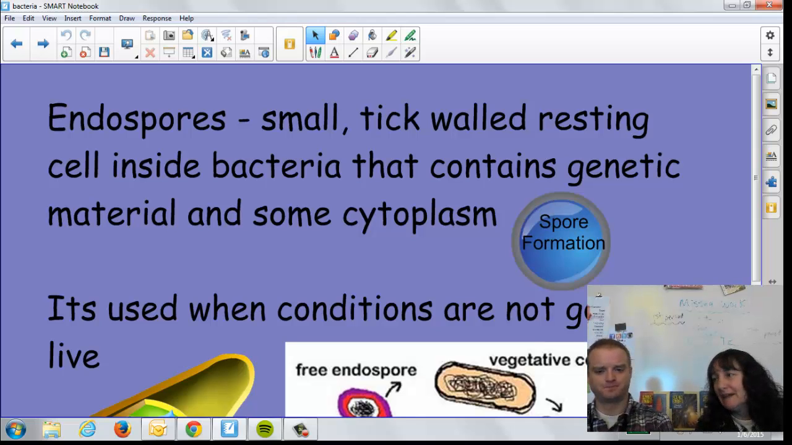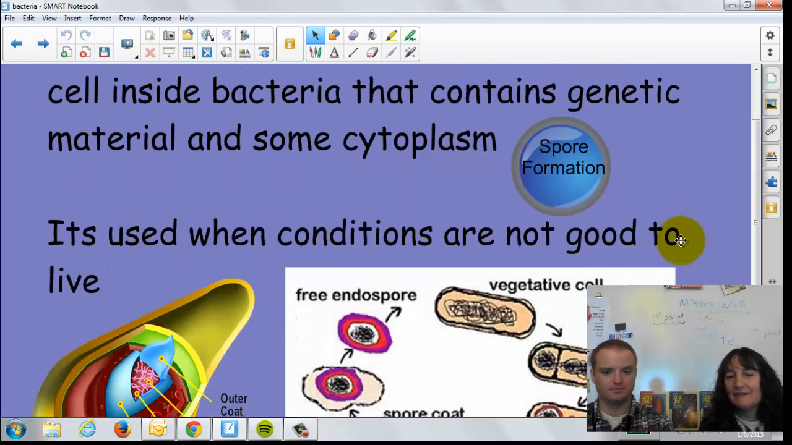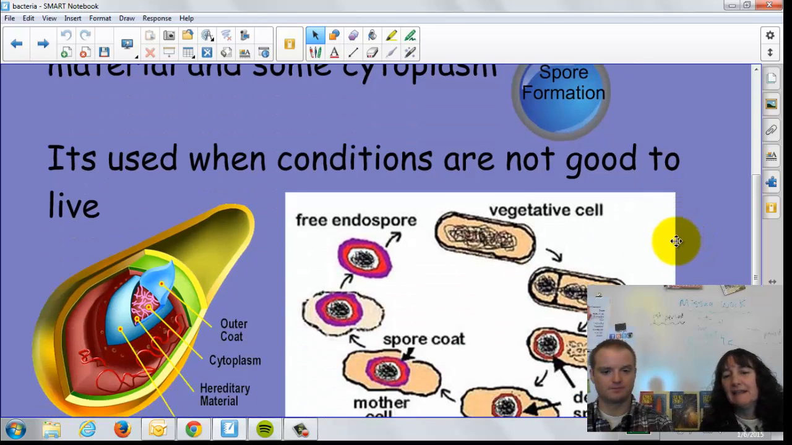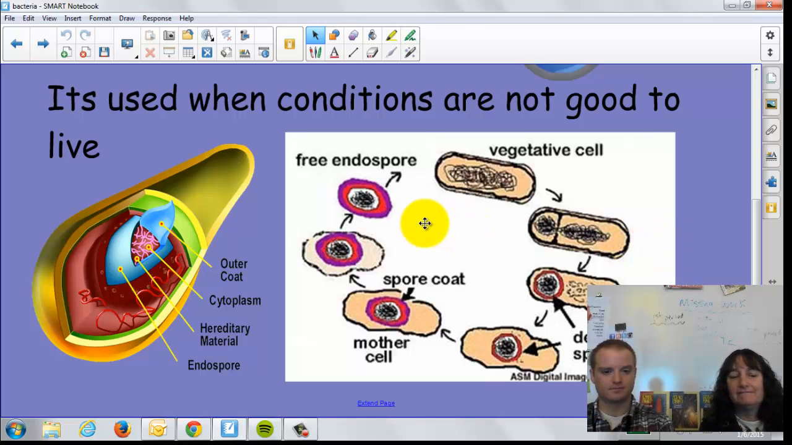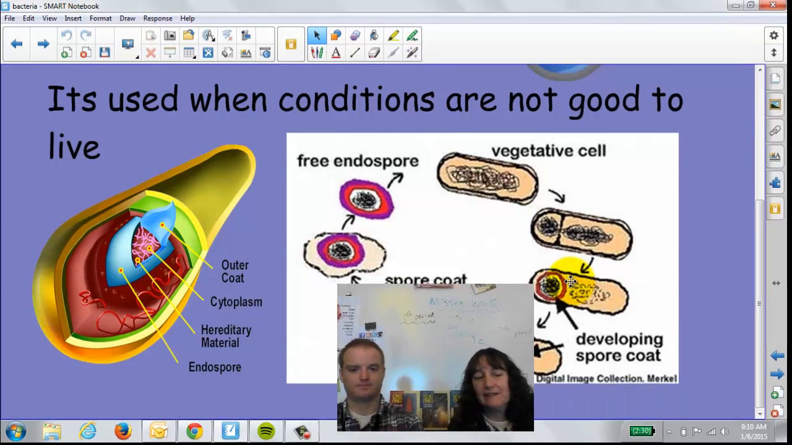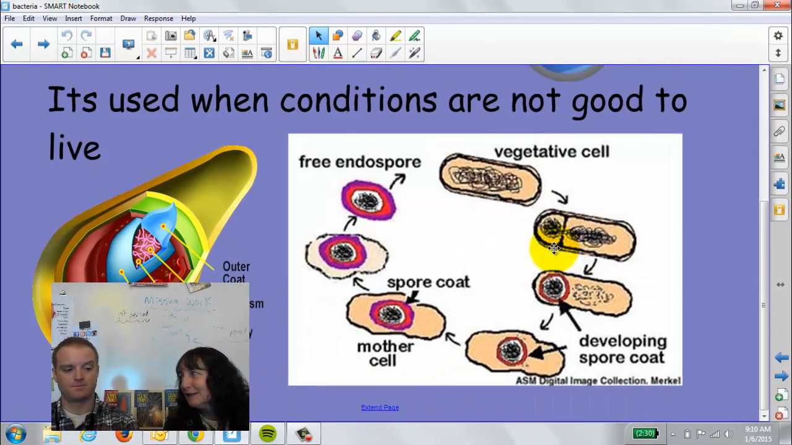Now, one thing that bacteria have to help them survive, they can make an endospore. And that's a small, thick-walled resting cell inside the bacteria, and it contains the genetic material and some of the cytoplasm. So let's just say you have strep throat, which is caused by a bacteria, and you cough on the desk, and you leave, and that little guy can't survive on the desk. So he will take the bacterial DNA and put a little thick cell wall around it. So if he dries out, he's still going to be able to stay alive because his DNA is protected.